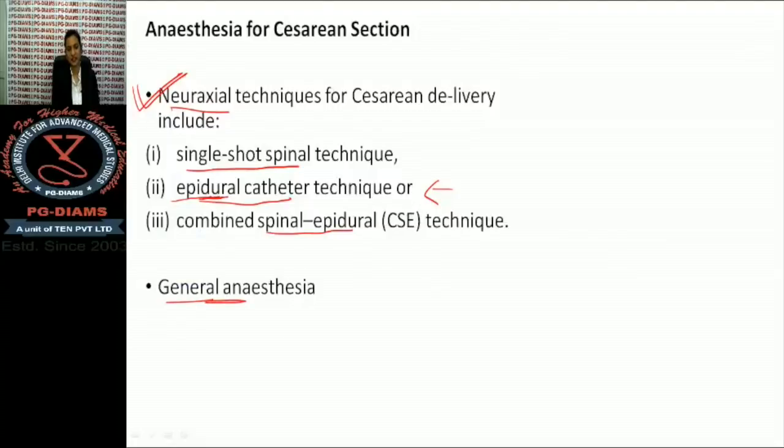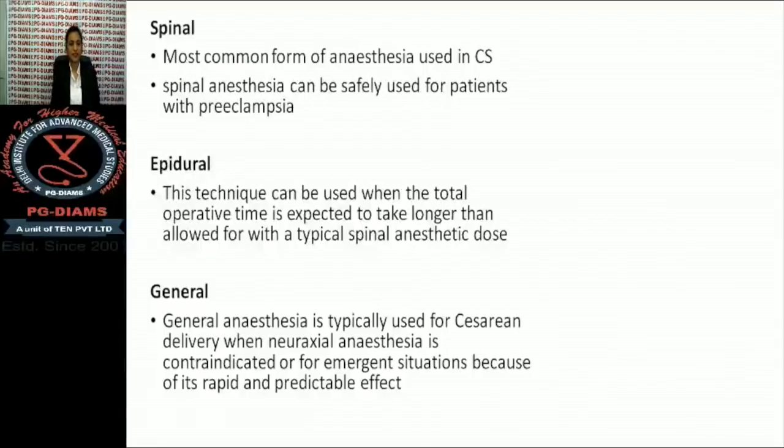Then there's general anesthesia. The indications of using general anesthesia in cesarean sections are very specific. You cannot always use general anesthesia in cesarean sections. So spinal is the most common form of anesthesia used in cesarean section. It can be safely used in patients with preeclampsia. Epidural can be used. Now epidural, since you can adjust the dose, you can keep it for a longer time.